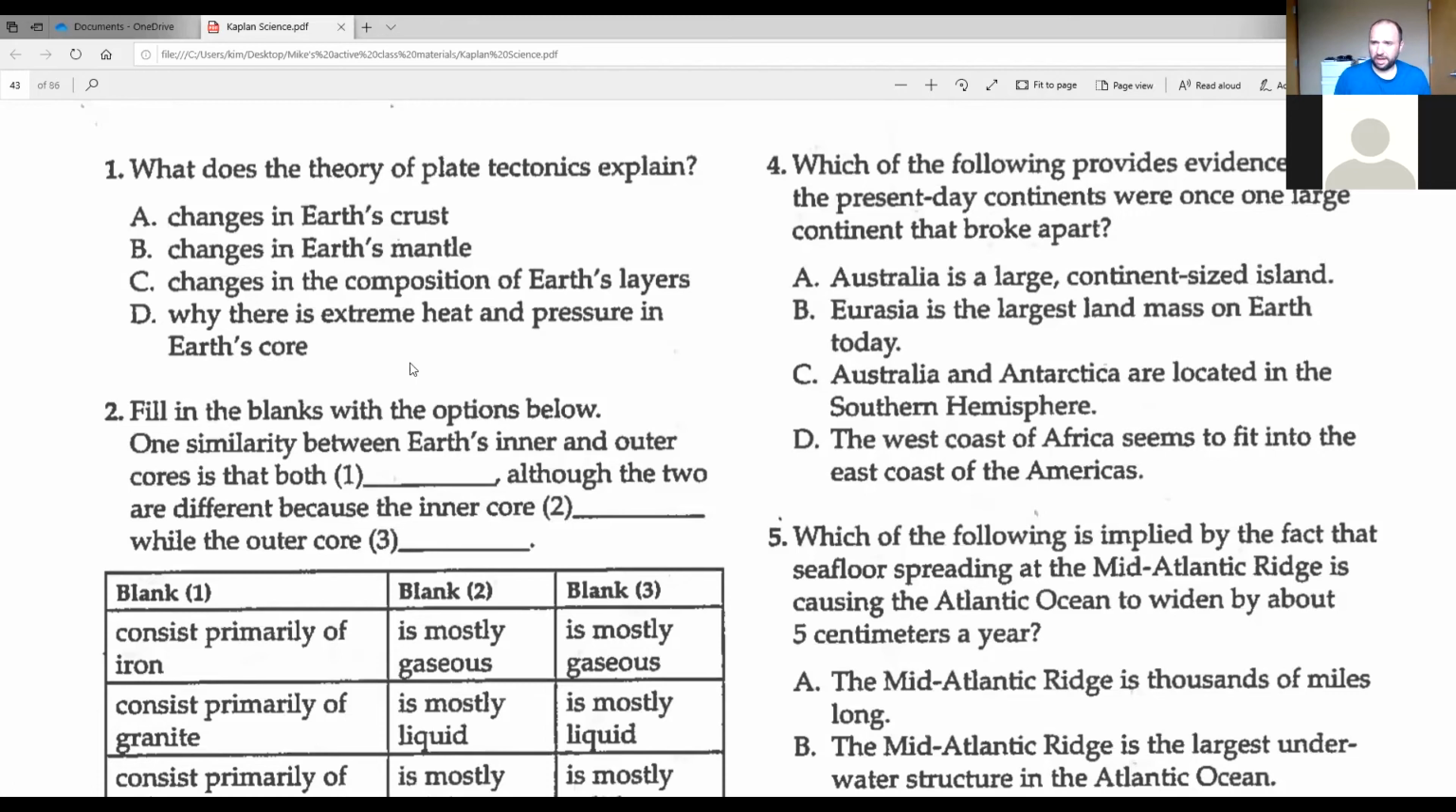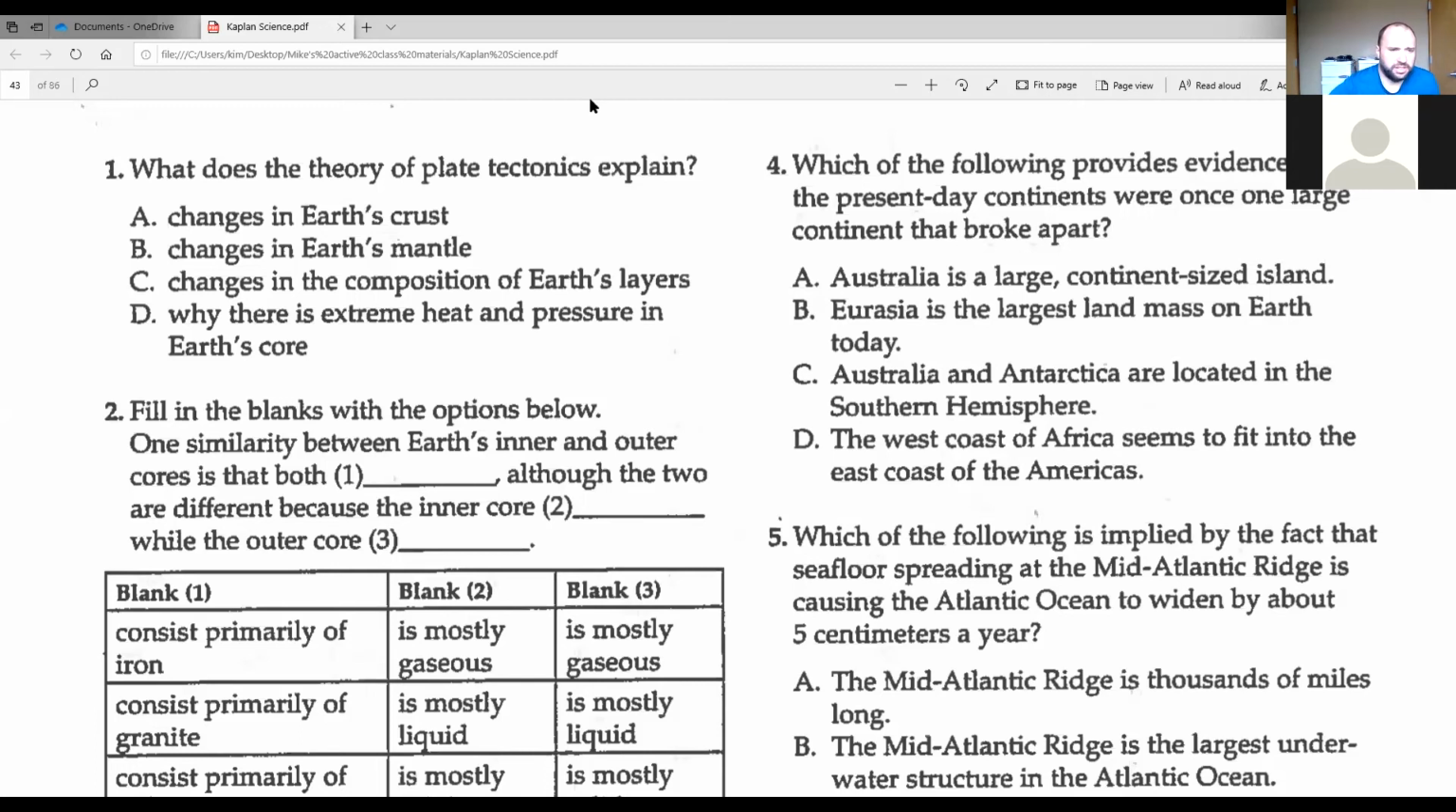Again, remember plate tectonics, what we're talking about. We're talking about just what layer of the Earth. Plate tectonics is only referring to stuff going on in the crust. Okay? So B, changes in the Earth's mantle. Doesn't make sense. C, changes in the composition of Earth's layers. Right? Plate tectonics isn't talking about all the layers. And D, it's not talking about the extreme heat and pressure in the core. Even though that's a true statement, plate tectonics isn't dealing with that. So the answer for this one is just A, changes in Earth's crust.